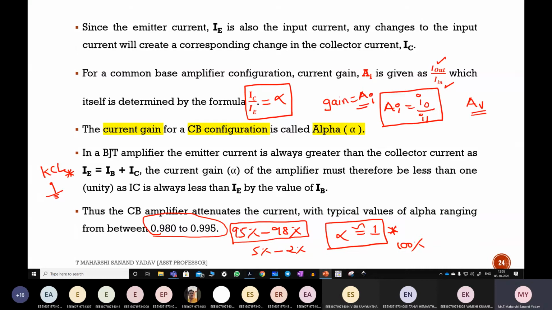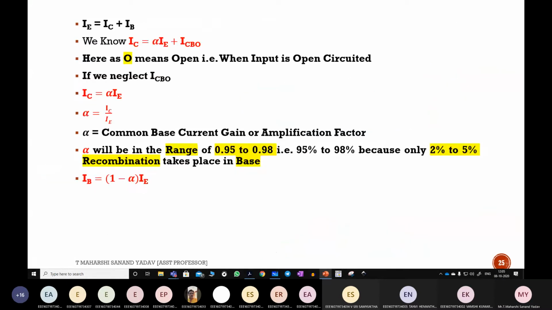Do you want me to repeat once again? See here, how I got this? Emitter is nothing but collector plus base. This is because of KCL at the ground part. And what about this one? How I got this?